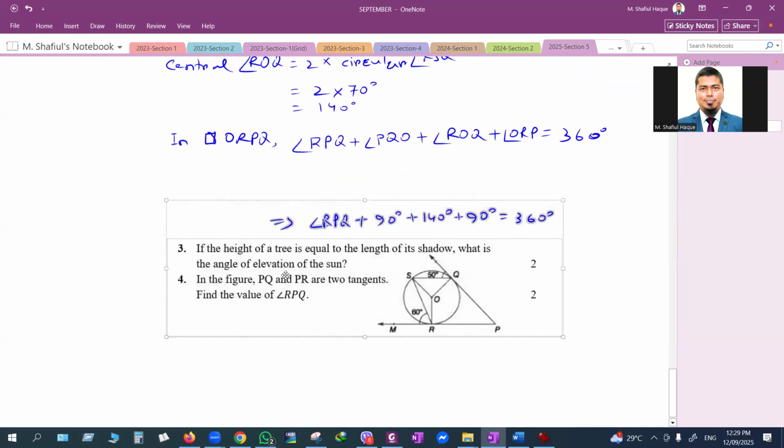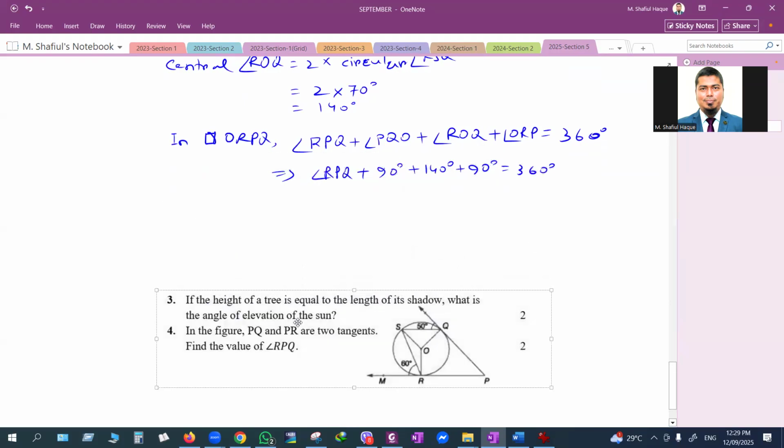You need to find out the total. 90 plus 90 is 180, plus 140 is 320 degrees. So RPQ is 360 minus 320, that is 40 degrees. Done.